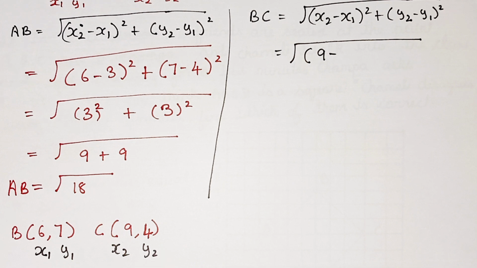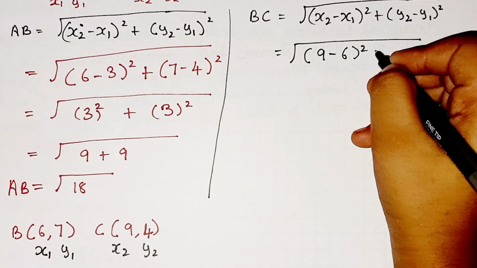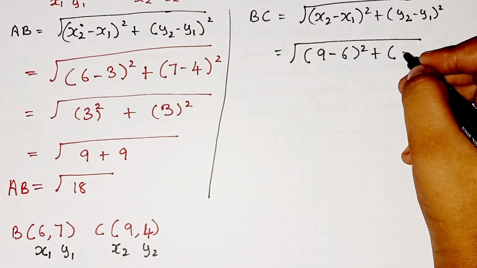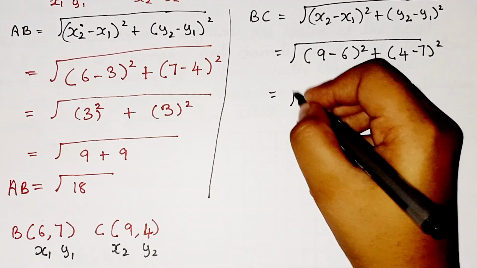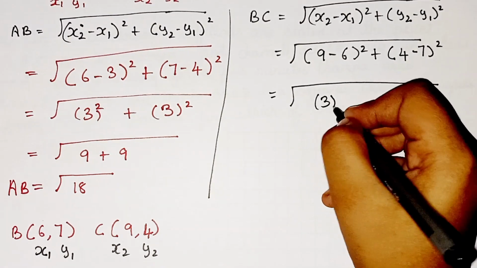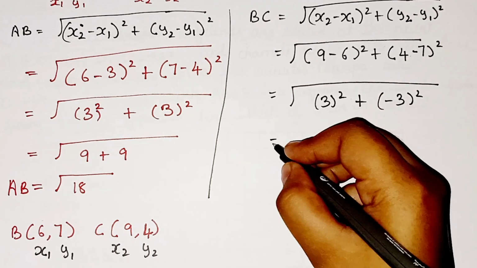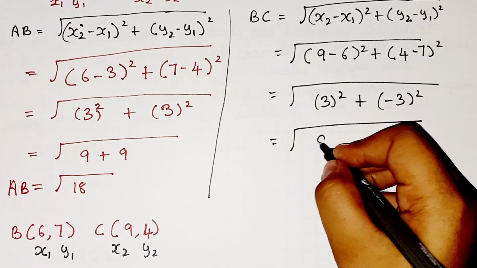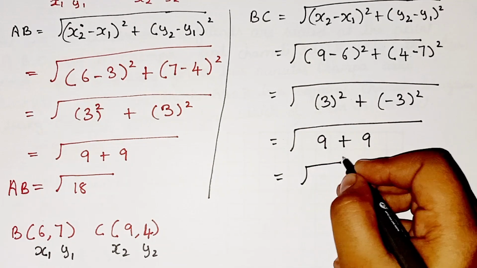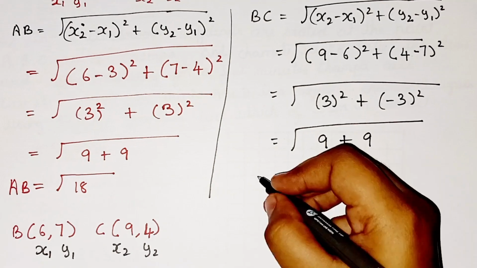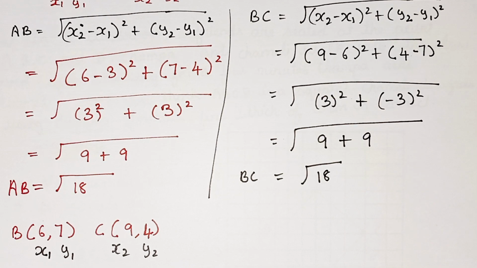So here now x2 value is 9 and then the x1 value is 6 the whole square plus y2 value is 4 minus y1 value is 7 the whole square is equal to 9 minus 6 is 3. So 3 the whole square plus, when we just subtract it we will get minus 3 the whole square, and root 3 square is 9 plus minus 3 the whole square is 9 is equal to 9 plus 9 is 18. Alright, so BC value is root 18. Alright, so now let us find the CD value.